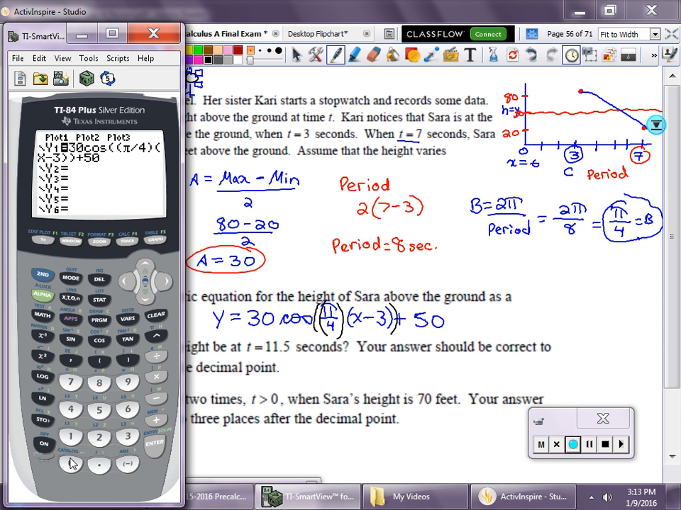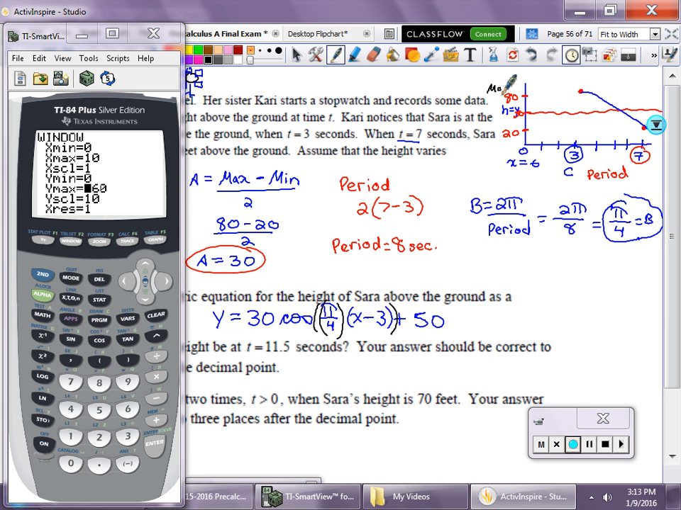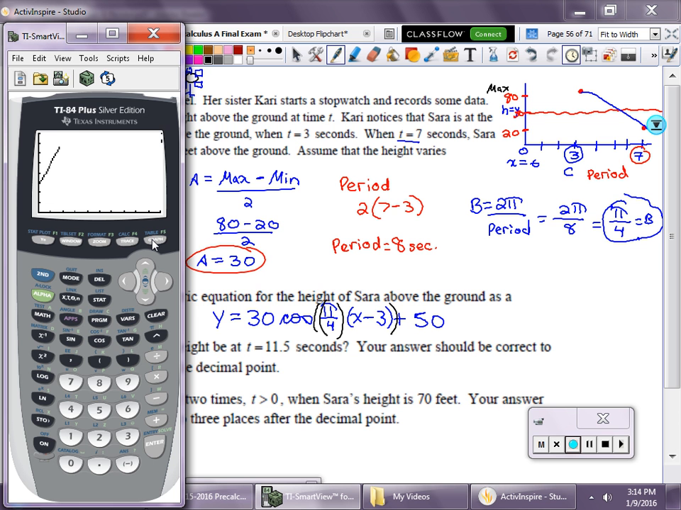Okay, we've got to check our window. It's not going to show us anything until we check our window. X is from 0 to 7. We're ending at 7. I'm just going to go ahead and make it 10. Counting by 1 is fine. Our max is nowhere near 160. This time our max is 80, so I'm going to type 80. It will not get higher than that. 0 to 80 counting by tens is fine. Let's graph and see what we have.